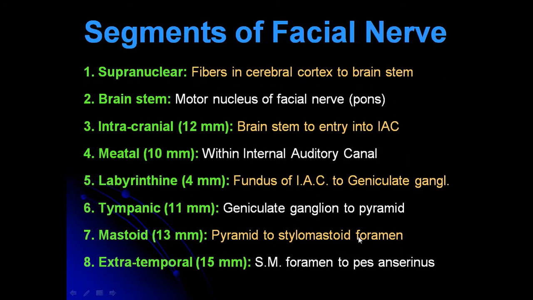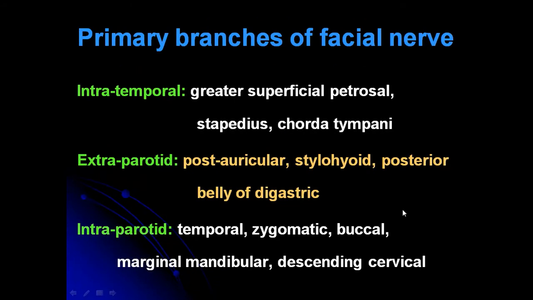So mastoid is pyramid to stylomastoid foramen. Extratemporal is stylomastoid foramen to pes anserinus, like a goose foot here, as you know. So primary branches of the facial nerve: intratemporal, as you know, G and C, I told you. So G and C, greater superficial petrosal nerve, nerve to stapedius and chorda tympani. Now, extraparotid is postauricular, stylohyoid, posterior belly of digastric. There are muscular branches, and intraparotid TZBMC, as you know: temporal, zygomatic, buccal, marginal mandibular, and cervicofacial.